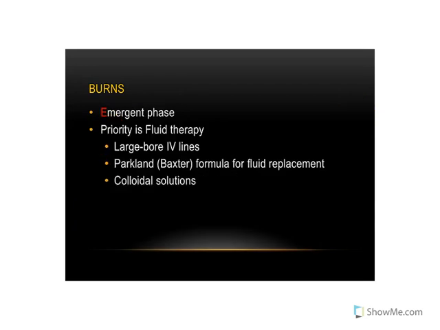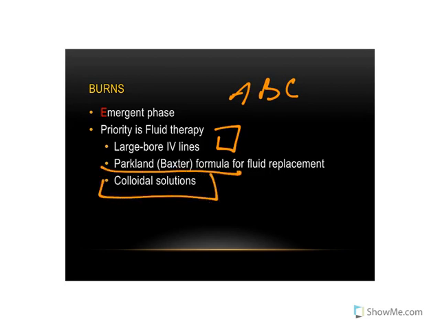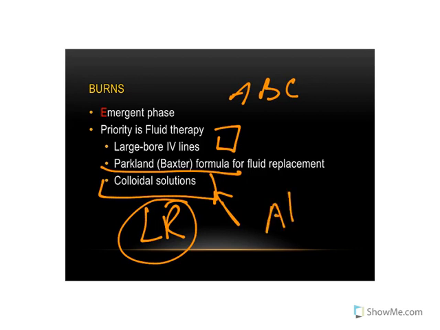So we say after airway, breathing, circulation, the priority is fluid resuscitation. So you always talk about starting 2 large IVs using this Parkland Baxter formula that we'll talk about next, making sure that you're using fluids. And for our purposes, it will always be LR or your colloid solutions. Something like albumin can also be used in conjunction with LR to help bring fluid back into the vascular compartment.